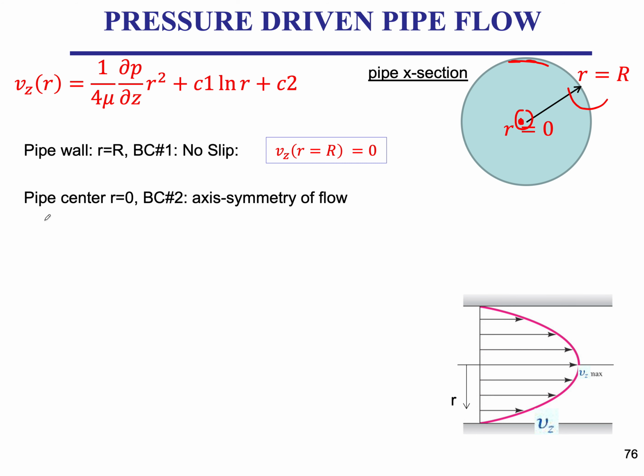And then if we look at the pipe center line, because our flow is axisymmetric, I would expect that if I take a radial cut, the velocity distribution here would be symmetric with this guy. And that would require that at this point, the gradient of the axial velocity relative to r would be equal to 0.